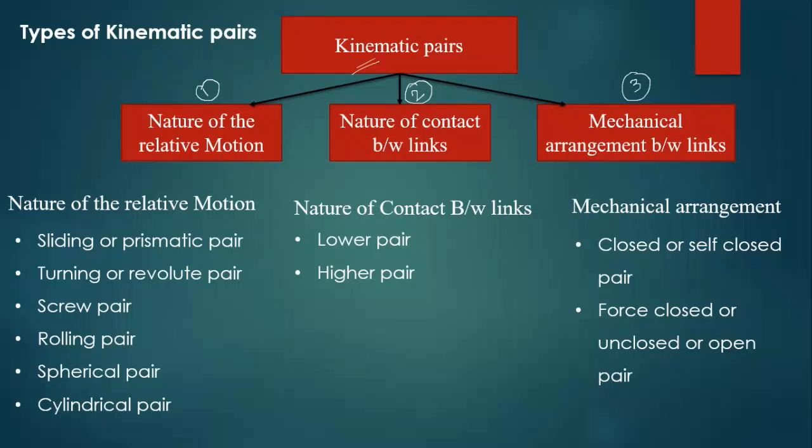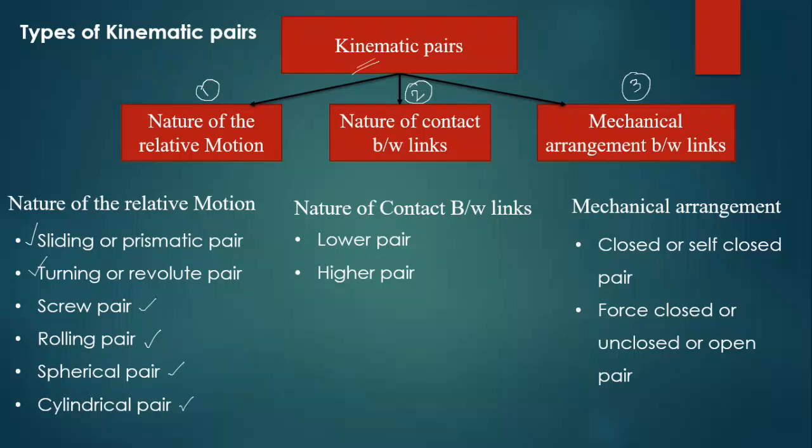So let us discuss one by one. The nature of relative motion is divided into a few categories. The first is the sliding or prismatic pair, the second is the turning or revolute pair, the third is the screw pair, and then the rolling pair, the spherical pair and the cylindrical pair.